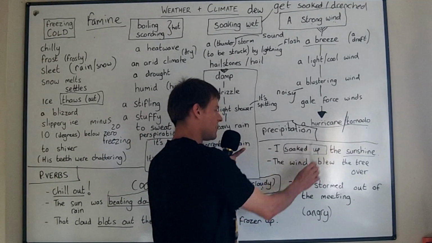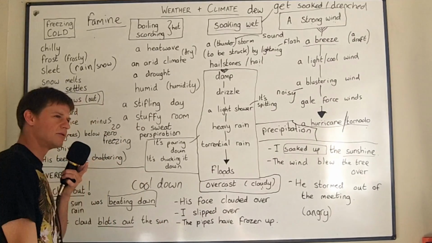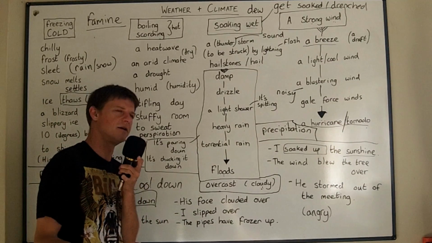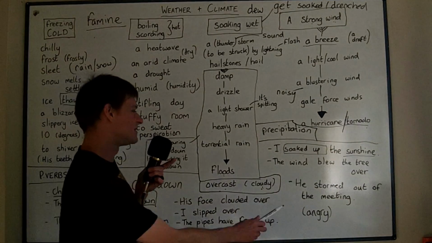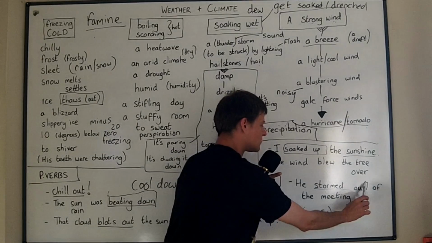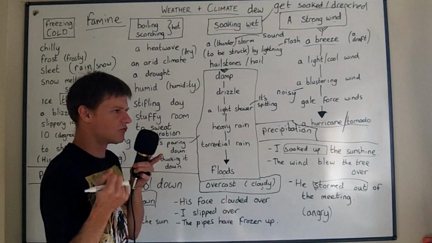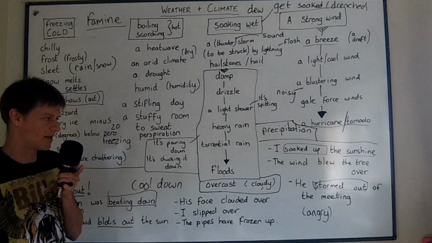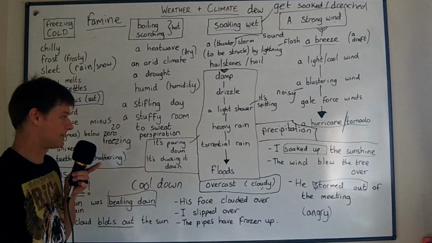Okay, if you've got a hurricane, the wind can blow the trees over. I think we sometimes say blow the trees over, and I think sometimes we say blow the trees down, because I went to say that earlier, and so maybe both are okay there. I'll have a think about that. And lastly, storm out of the room. This means you left the room in a really angry way. And it's a very, very common phrasal verb. He stormed out of the meeting. He was so angry, his face clouded over, and then he stormed out of the meeting.